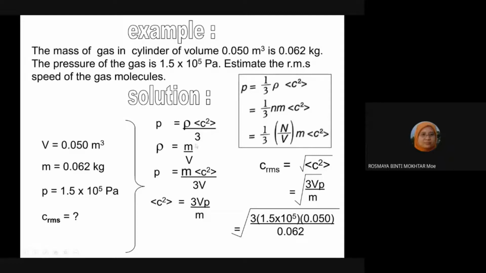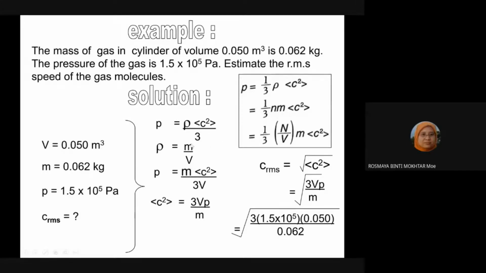So this mass, I repeat again before you confuse. This mass is mass of the whole gas. And in the equation here, the three equations here, this mass is mass of one molecule. So don't confuse these two masses.